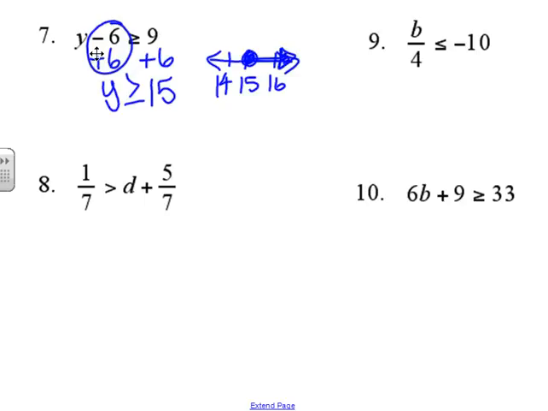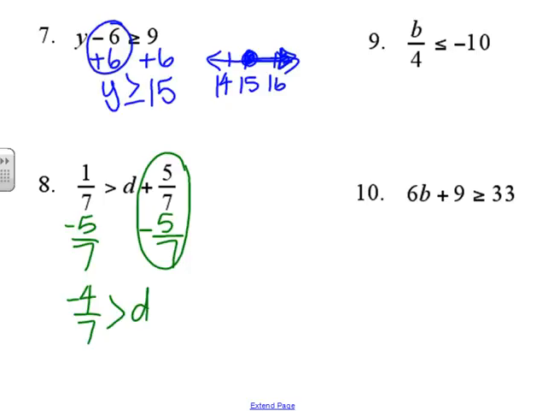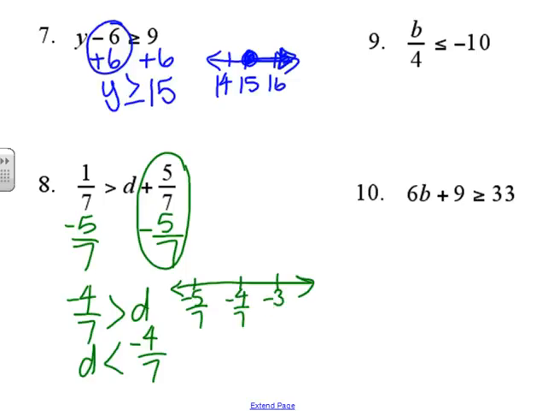Okay, 8 is also a one step. Don't let the fractions throw you off. Works the same way. We're just going to subtract 5/7 from each side. So here's your zero pair. One's positive and one's negative. 1/7 minus 5/7 is negative 4/7. And we could rewrite that as d is less than negative 4/7. Okay, so that's an open circle with the ray going to the left.